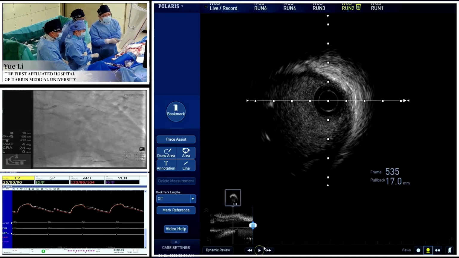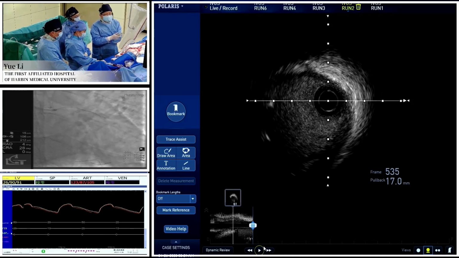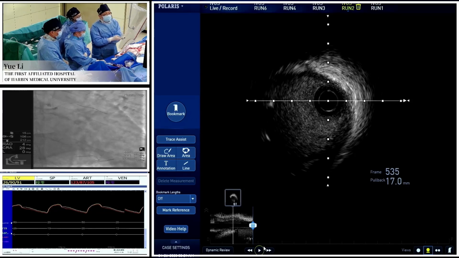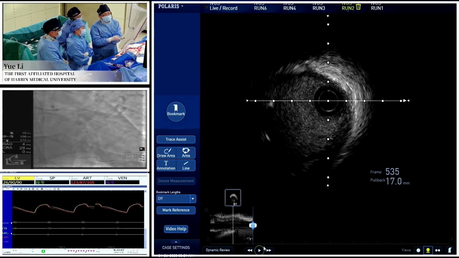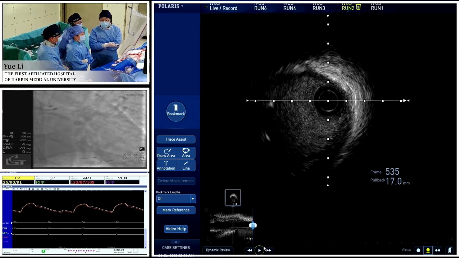So for such a case, this is the angiogram that showed that after we cut off the tip of the IVUS catheter, the catheter still couldn't be advanced further. But we advanced a little bit further after we cut a little bit off the tip.